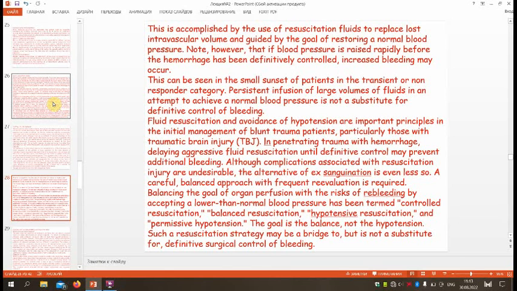Balancing the goal of organ perfusion with the risks of bleeding by accepting a lower than normal blood pressure has been termed controlled resuscitation, balanced resuscitation, hypotensive resuscitation, and permissive hypotension. The goal is the balance, not the hypotension. Such a resuscitation strategy may be a bridge tool, but is not a substitute for definitive surgical control of bleeding.